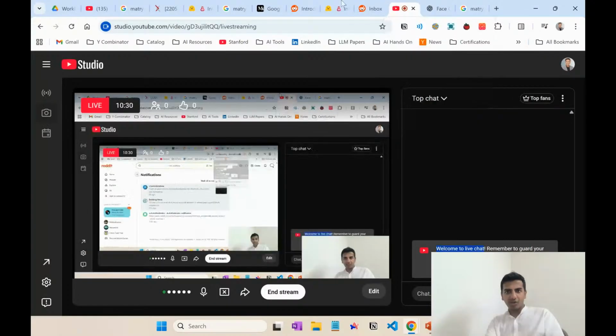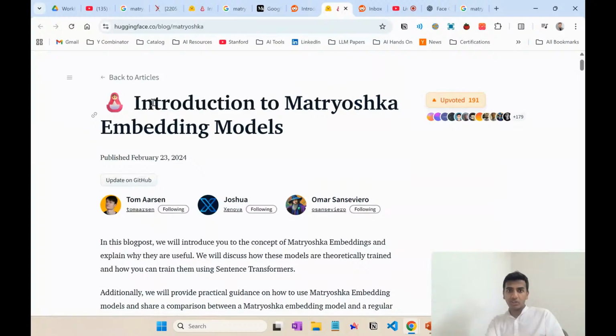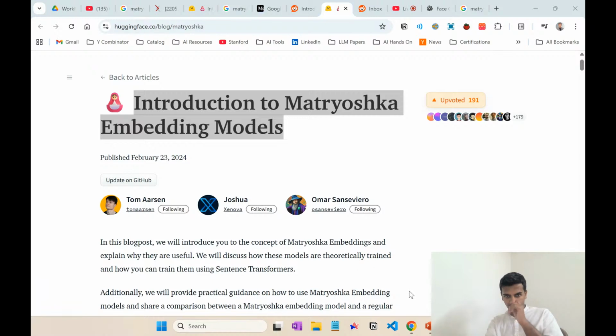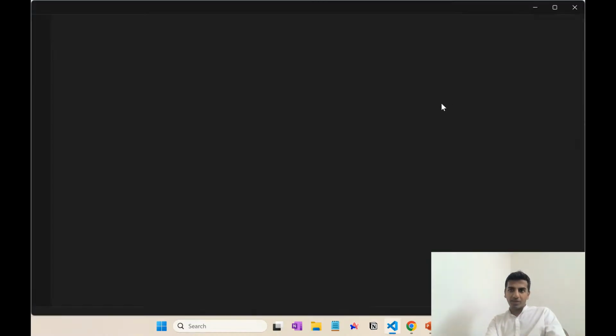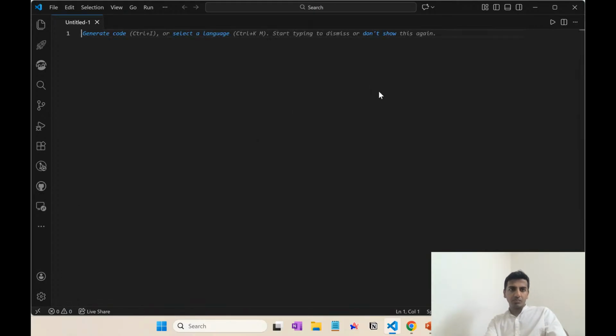So this was the thing I told you about embedding. What does it mean? Let's start with the introduction to the Matryoshka embedding model. First of all, the question is why, number one, why do we have it. Today I was also participating in one of the hacks, and there were some good problems, and I came to know that people don't really know about this thing.